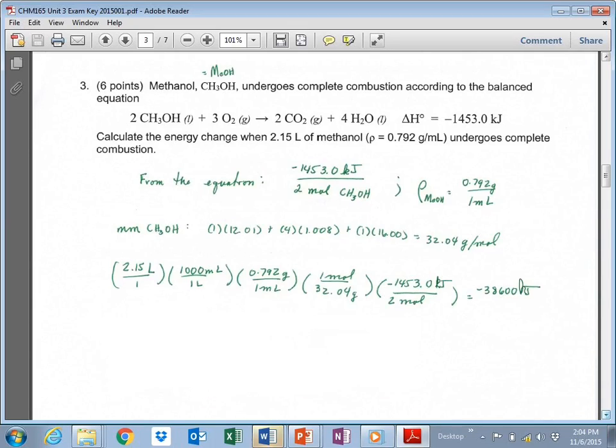Let's see. Yeah, so this one you were given a volume of a liquid, given the density of the liquid. And of course, we can get to the molar mass of the liquid. Using all of those, you go from that volume to the amount of energy that's released, specifically using that volume of methanol. So that's that one.